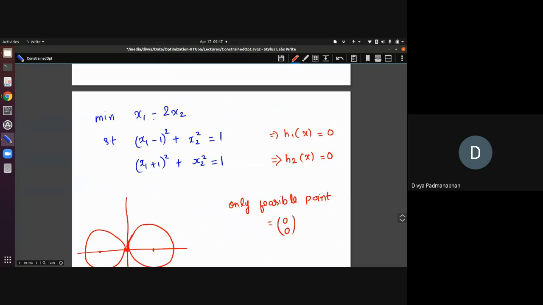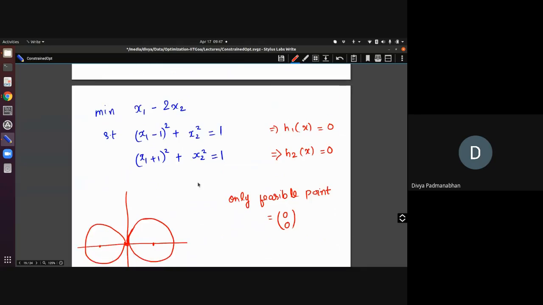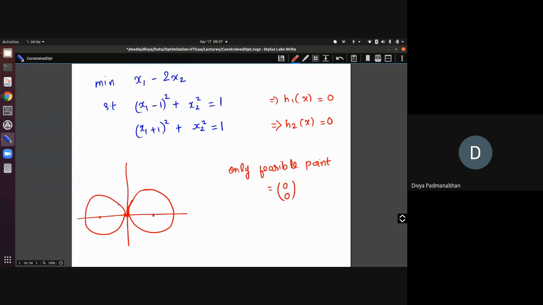Okay, so the problem is this. The objective is again linear, but the constraints are like this: (x1 minus 1) squared plus x2 squared is 1, (x1 plus 1) squared plus x2 squared is 1. So this is of the form of all equalities. Geometrically, this figure is like this.